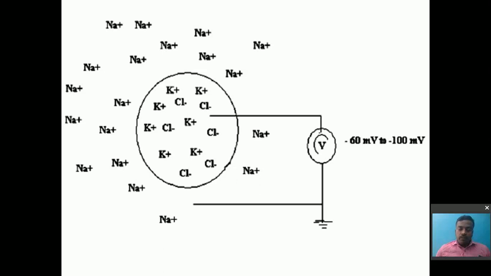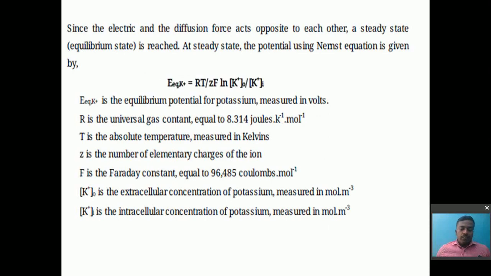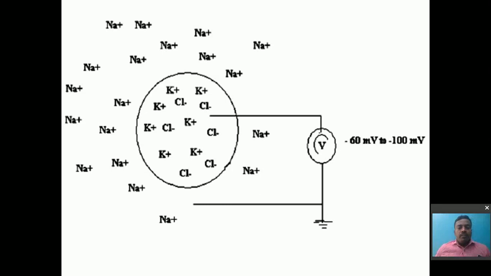Now we will see how this resting potential moves into the action potential. Before that, we have to see one equation, the Nernst equation. Since the electric and diffusion forces are opposite to each other, the equilibrium state is achieved. At the steady state, the potential is given by the Nernst equation. Equilibrium means the charge inside the cell and the charge outside the cell are equal, of the same strength. Only then is the equilibrium state achieved.